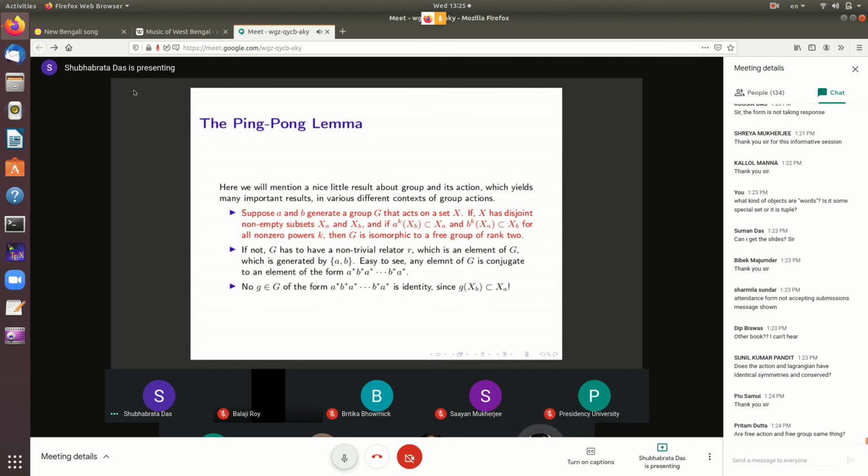So another question by Rakib Mondal. He asks, would you please give some examples of symmetry in real life or in nature? I have given it in the first slide.